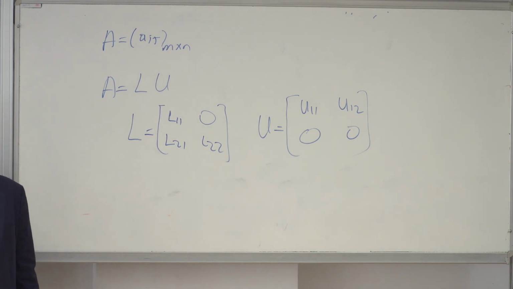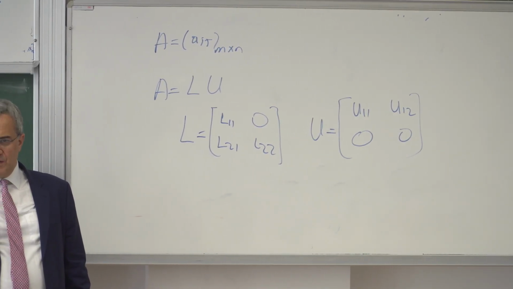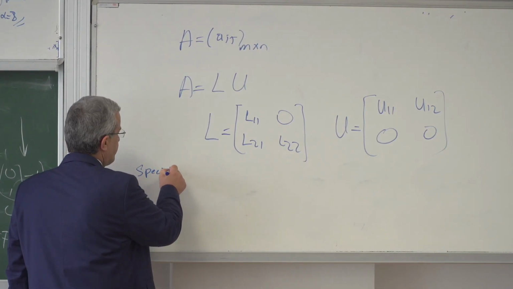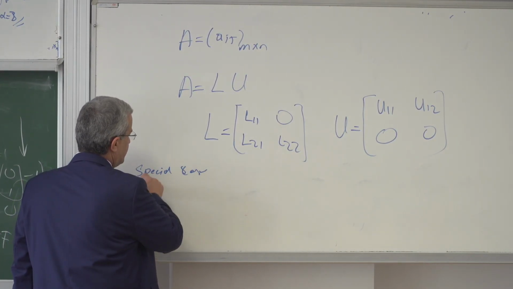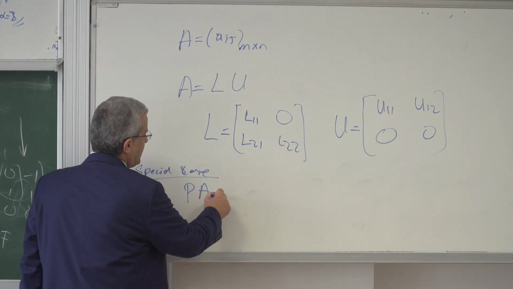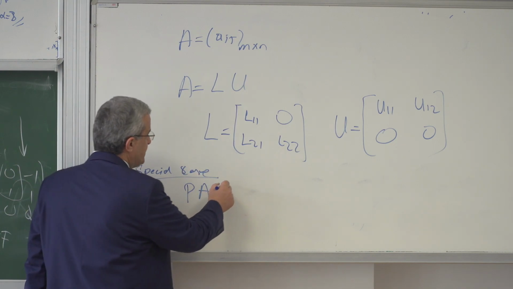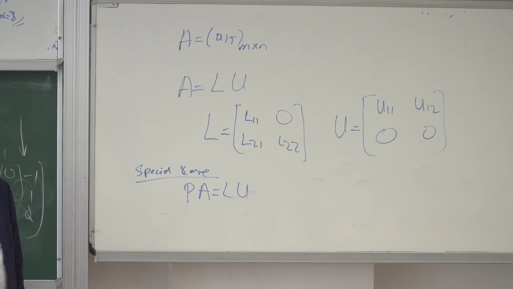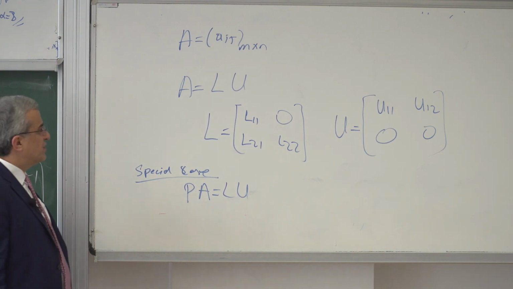Of course, there is one thing we have to be careful about. I had an example like that in the first quiz. What was it? Is this kind of factorization always possible? No. So, special case 1: you might have to multiply A by a permutation matrix P, and you say PA equals LU, right?